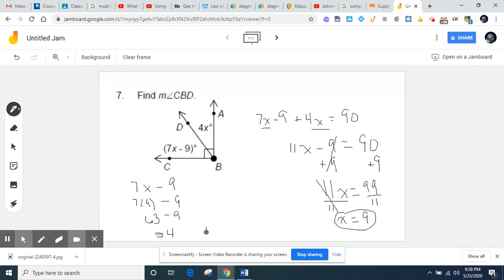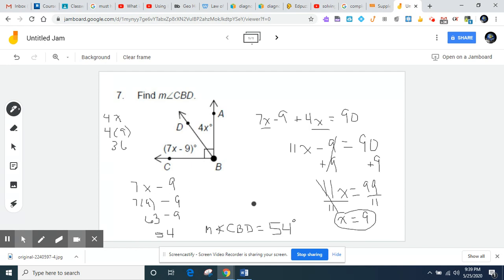So the measure of angle CBD is going to equal 54 degrees. Okay? And just to check ourselves, we can also figure out what the measure of angle ABD is. We can do that by doing 4x and substituting the value for x, which is 9. So 4 times 9 is going to give us 36. So the measure of angle ABD would be 36 degrees.